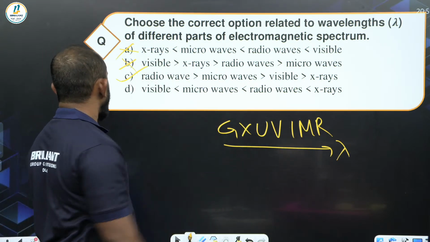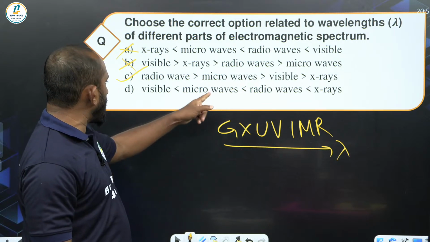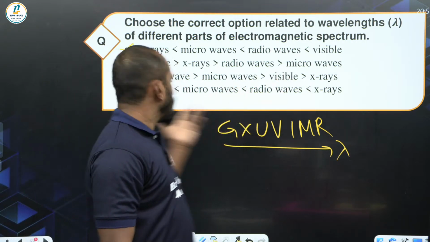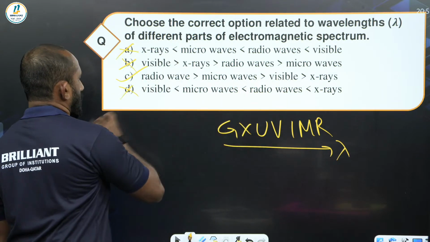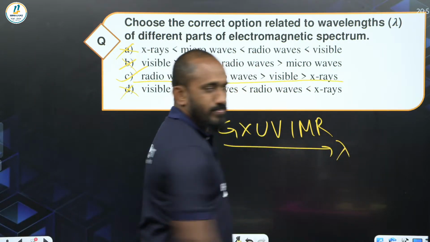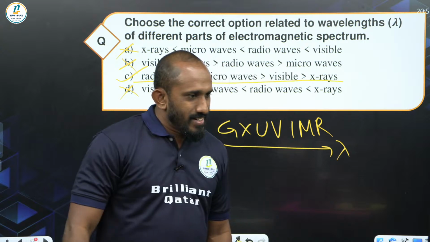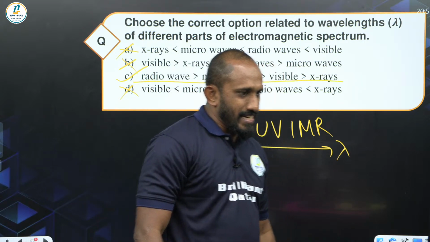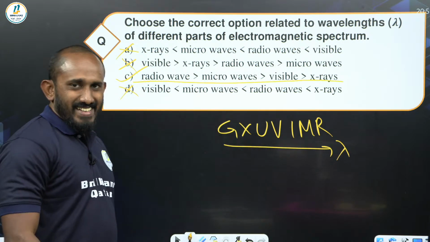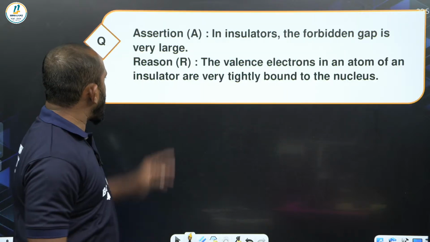Great. D: visible less than microwave, less than radio wave, X... that can never be. So C is the correct answer. Radio wave, microwave, and all. Great. So that's the correct answer. Yeah, Sanjay, Hisham, everyone, great. Next, let's see.